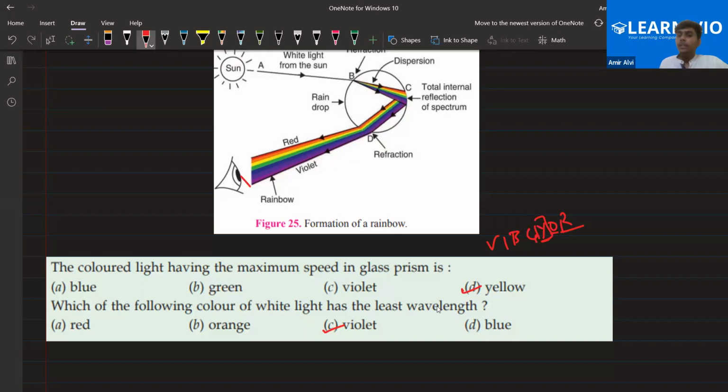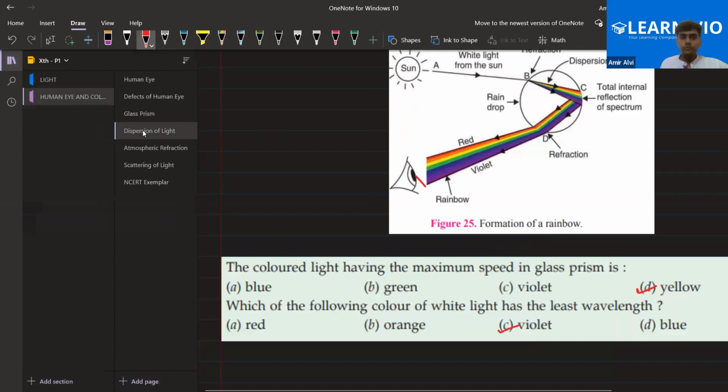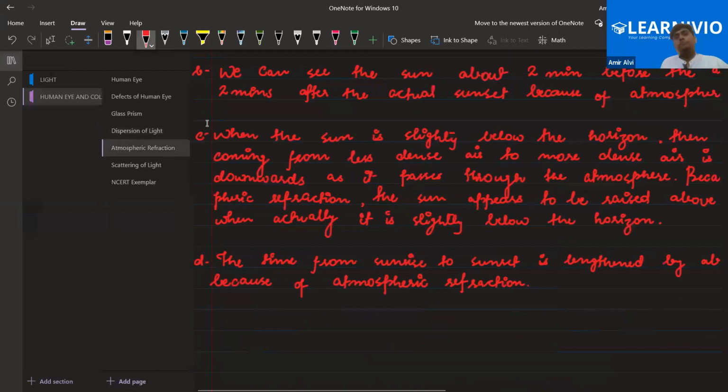Which color has the least wavelength? Violet. If violet is present, obviously that's going to be violet. Am I clear to all of you? Please do let me know. Any doubt so far to anyone? No. That's it. Now next thing.